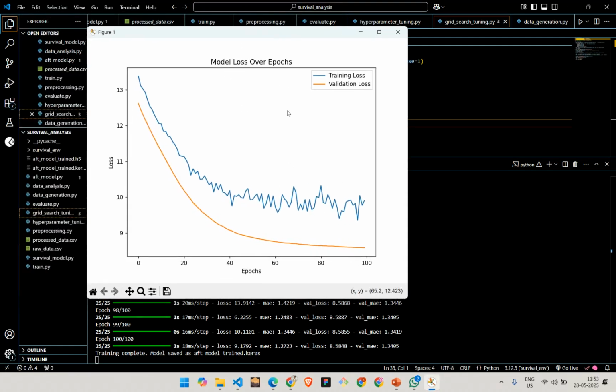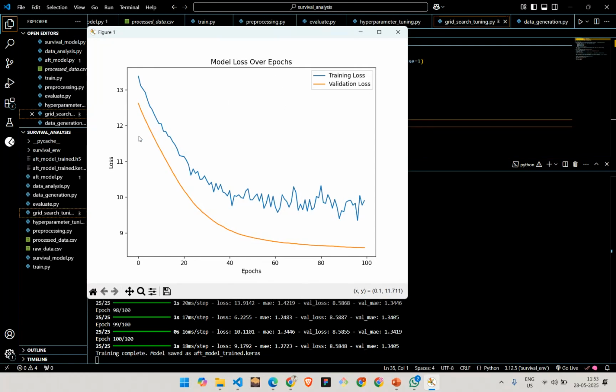Okay, so let me tell you some of the major terms that we are using here. First of all, there is mean survival. So what is mean survival? It is the average time until the event of interest occurs, for example death or failure. Training loss is the error of training data, and validation loss is the error on unseen data, that is, validation data.